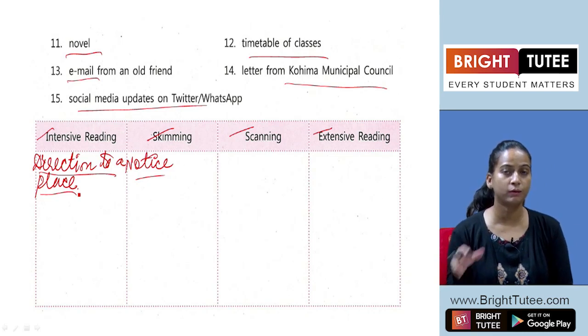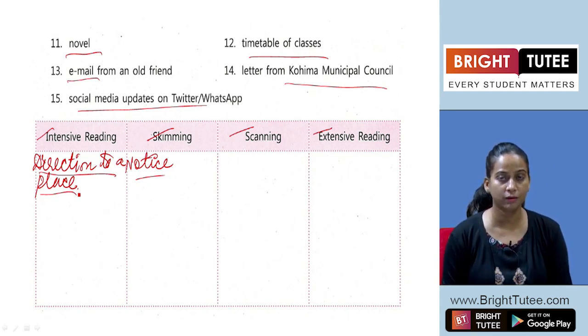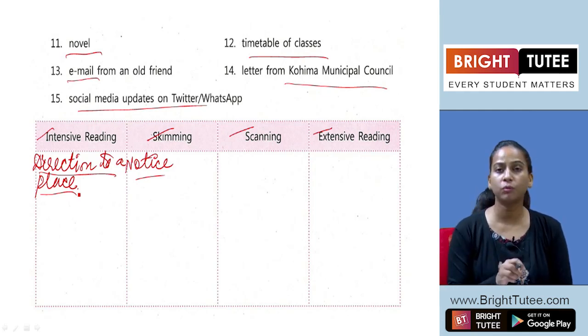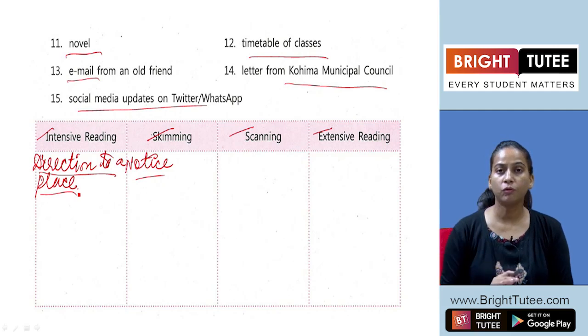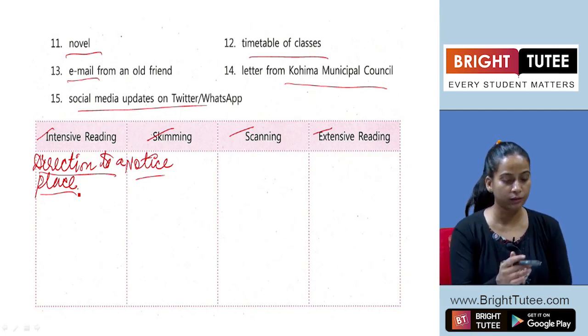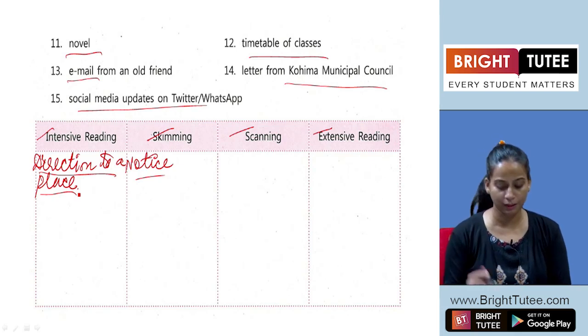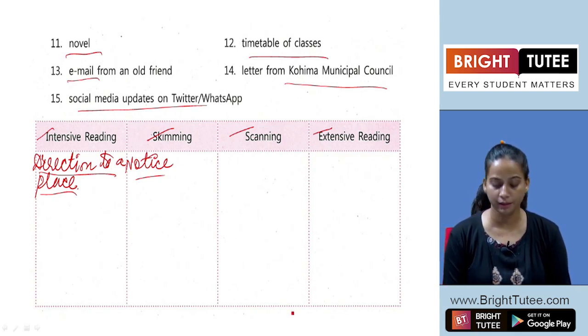If we do not understand what the directions are, we might get lost. So direction to a place is something that requires our full focus and full attention. Clearly, hopefully it is clear. In the same way, we have to fill all these 15 texts according to the appropriate column. So for intensive reading, we can mention direction to a place.